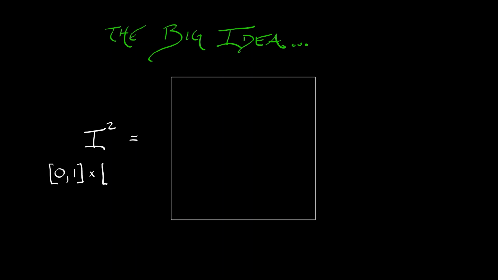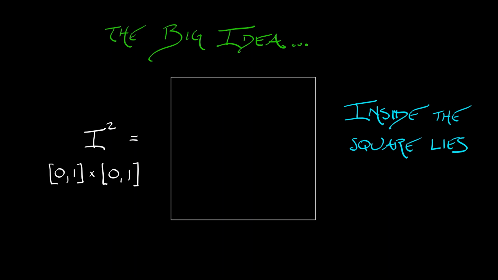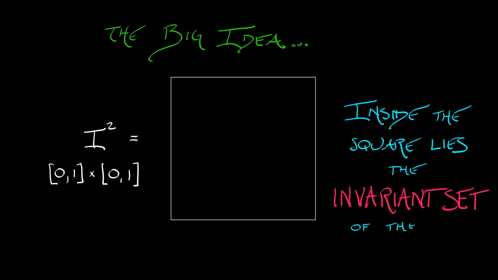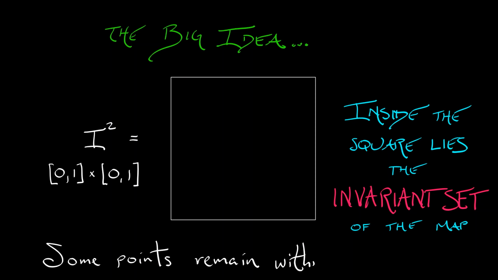Recall that we denoted that I squared, that's the interval from 0 to 1, cross the interval from 0 to 1. Now, inside of this square lies the invariant set of the map. That is, the set of points that remain within the square for all time, iterating that map forwards, iterating that map backwards using the inverse. We're interested in the points that always stay in the square.